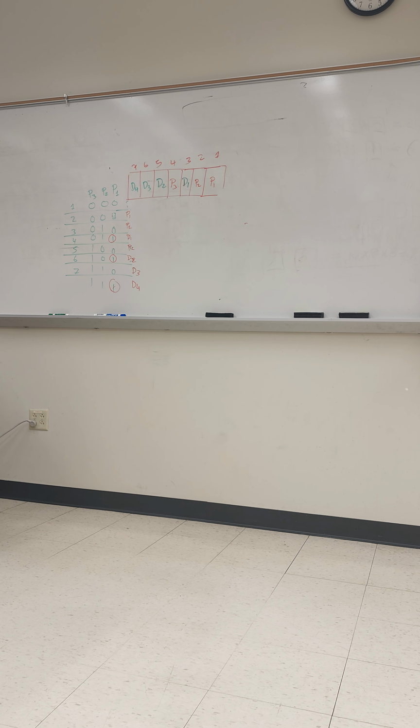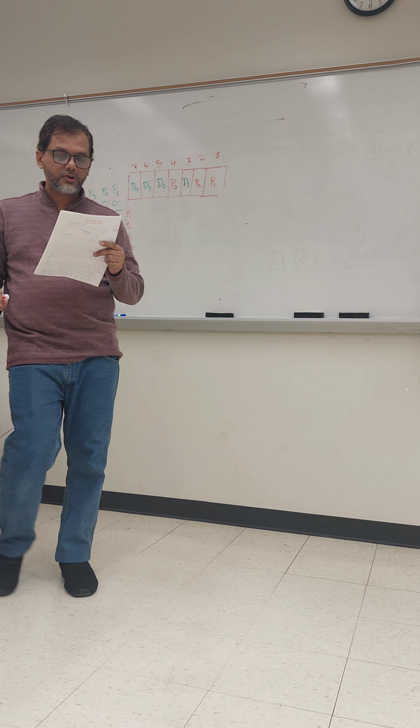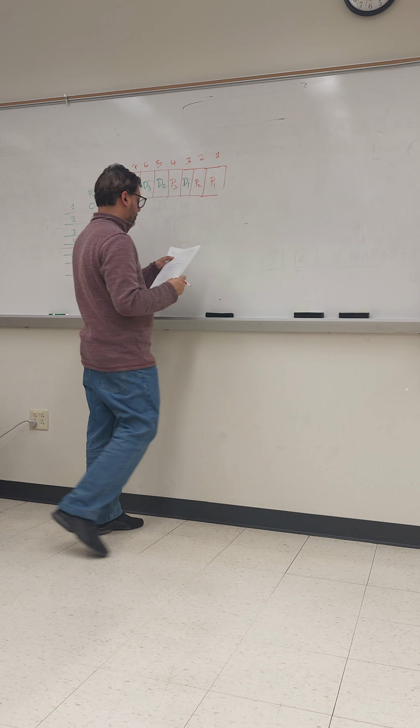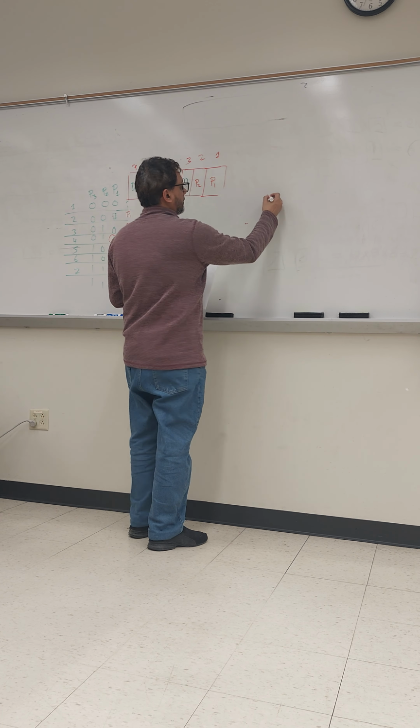So for example, determine the Hamming code. You can try yourself. Determine the Hamming code for the data 10110. So this is D1, this is D2, this is D3, this is D4, this is D5. And using the OR parity, determine the Hamming code.